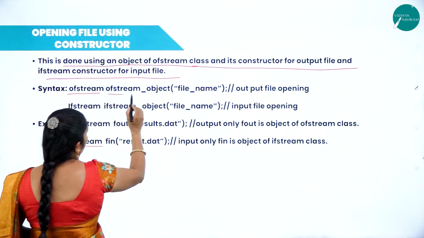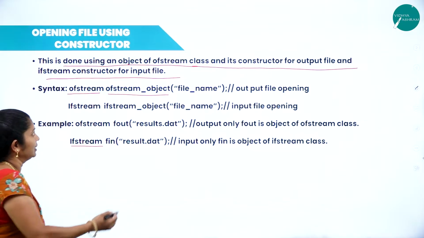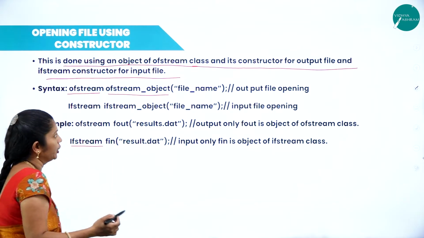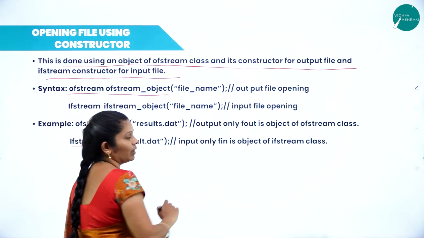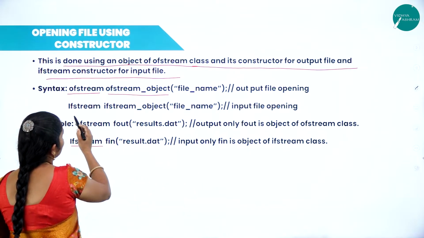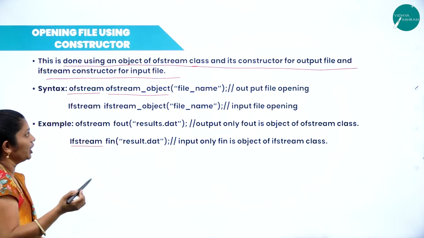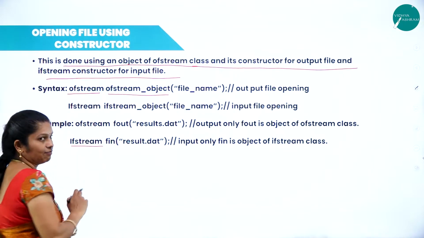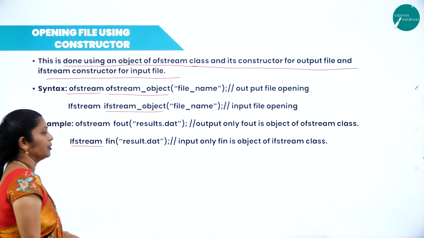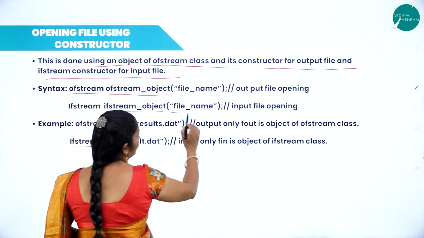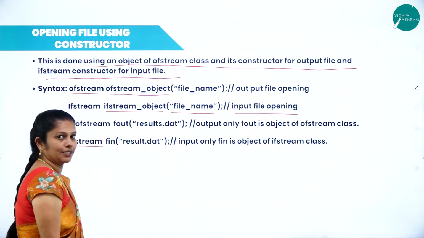Then after ofstream, the ofstream object you have to write. Whichever object name you want, you can give. Then inside the double quotes, you have to write the file name, that is the output file for opening purpose. In the same way, ifstream is the example here. ifstream is for input purpose, ofstream for output purpose. ifstream, the object you have to write, then the file name. That is, we have the input file opening here.